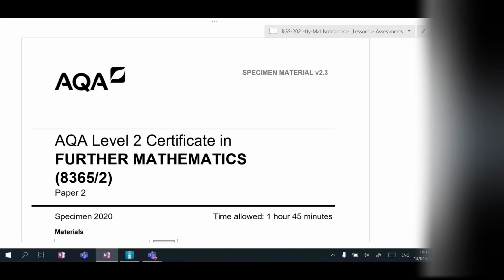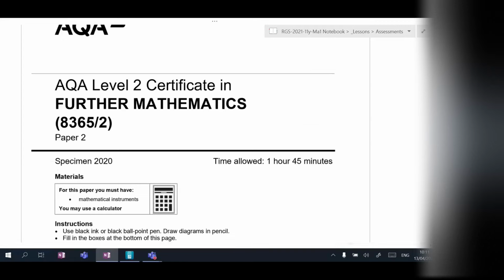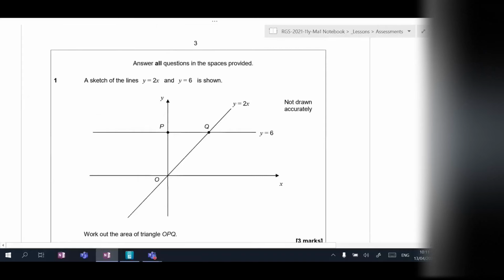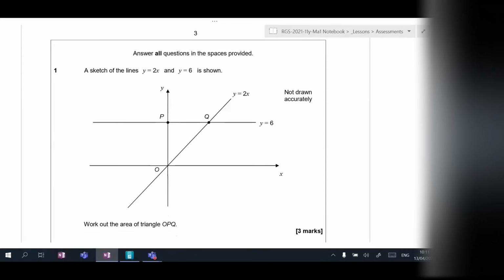So this is the AQA Level 2 Certificate in Further Maths Specimen Paper 2. So you can use a calculator. And let's start having a look at question 1. We're given a sketch of 2 lines for me to work out the area OPQ.